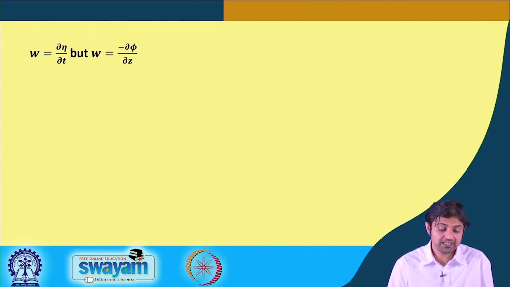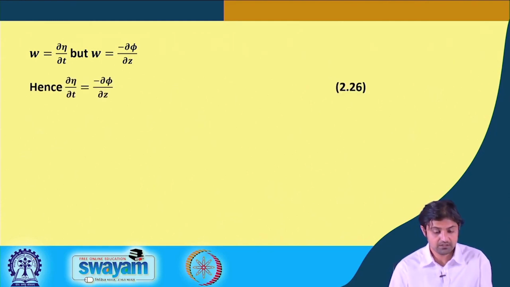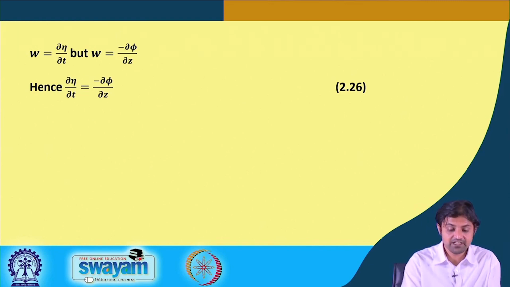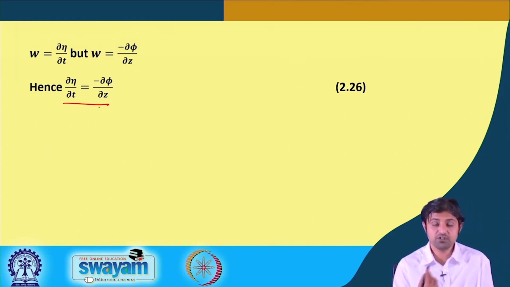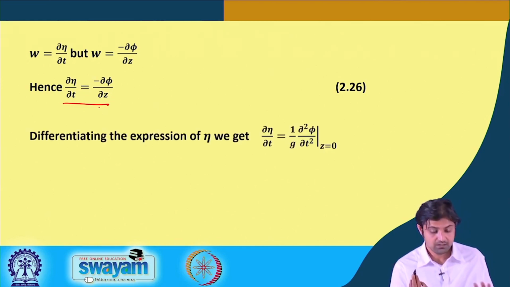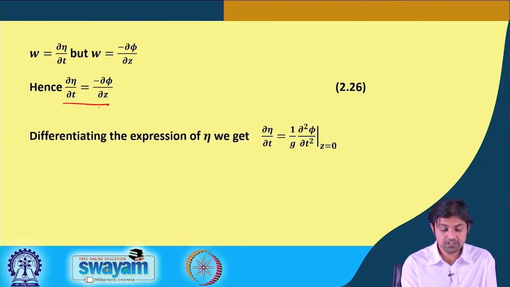W is equal to ∂η/∂t, but W is also equal to minus ∂φ/∂z in terms of the velocity potential, correct. Hence, ∂η/∂t is equal to minus ∂φ/∂z. We know the velocity potential, and we know the equation of η. If we do the differentiation of η, what do we get?